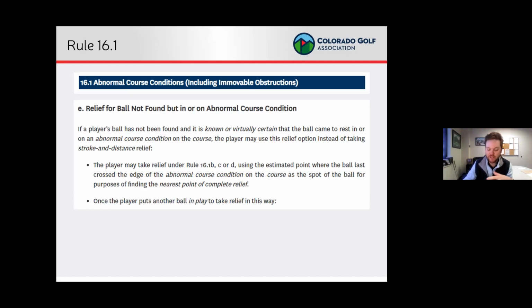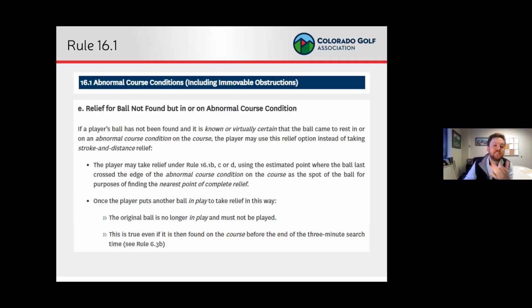So once the player has established a reference point relief area, dropped a ball in the relief area correctly to take relief when it is known or virtually certain the ball was lost in the penalty area, the original ball is no longer in play. And this is kind of a reference to 6.3 because you've put another ball in play. It's that knowledge or virtual certainty. This is one of them, and it says this is true even if the ball is found on the course before the end of the 3-minute search period. So 6.3b is where it's located.